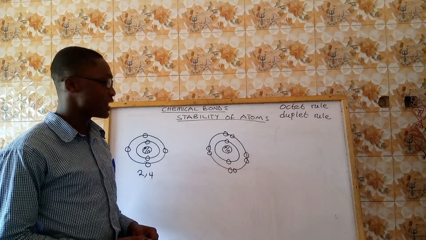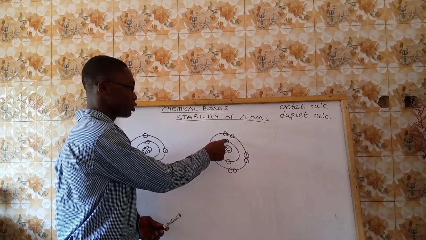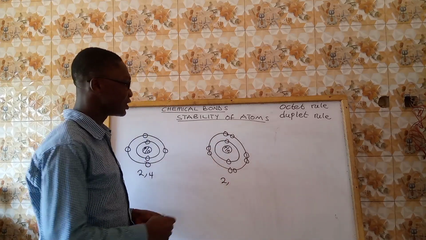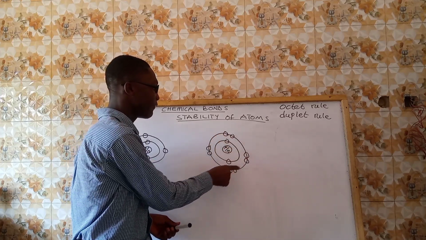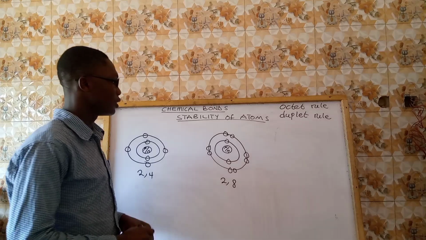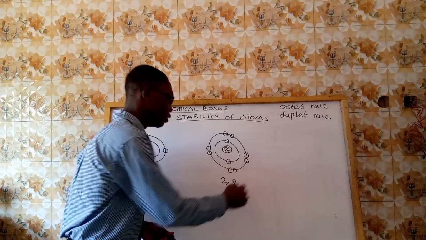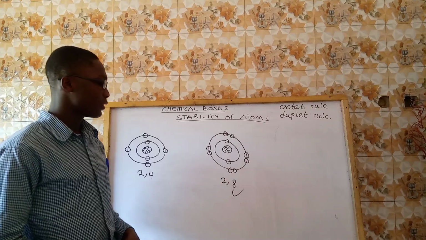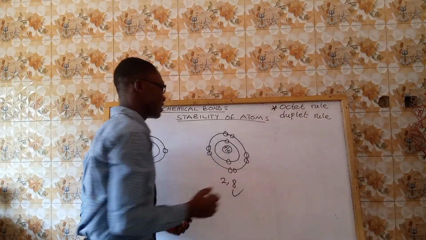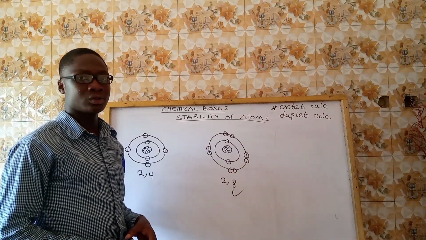So let's write the electron configuration. We have the first shell having 2 electrons, 1, 2. So we have 2, comma. In the last shell we have 1, 2, 3, 4, 5, 6, 7, 8. We have 8 electrons. So this atom is said to be stable because it follows the octet rule. It follows the octet rule, which states that the last shell should have 8 electrons.